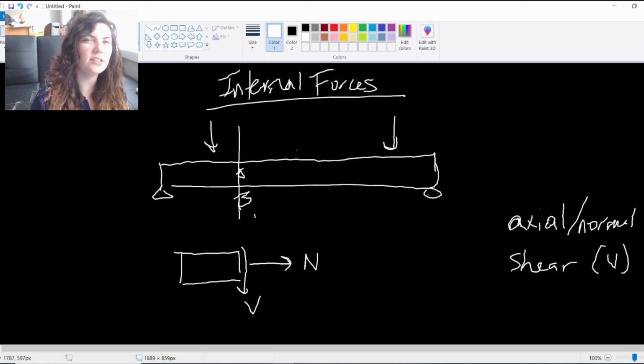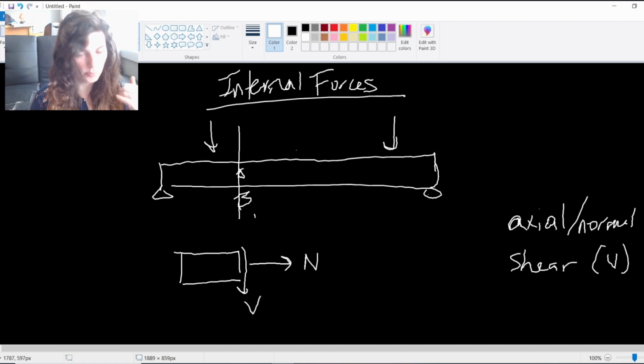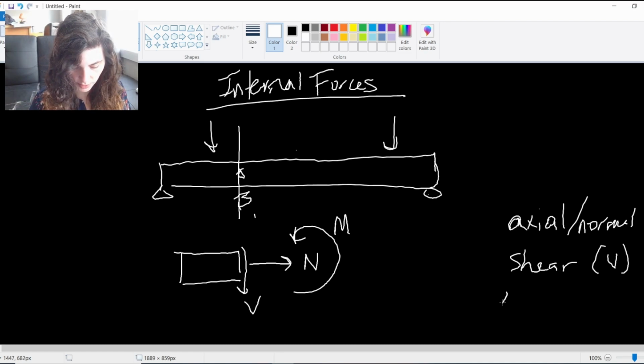And interestingly enough, our positive convention for shear force is pointing downwards. So when you're looking at the beam on the left side, our shear force is going to be pointing downwards, and we consider that the positive direction of shear force. And then finally, we have a moment about that point. A bending moment about that point.